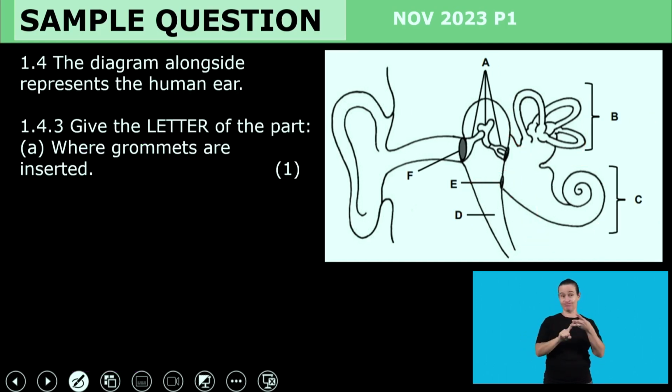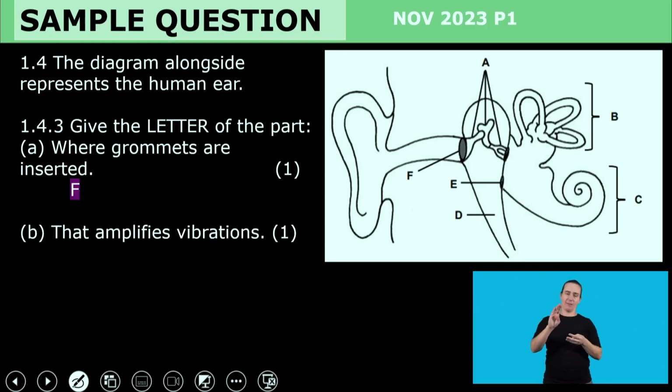1.4.3, give the letter of the part where grommets are inserted. You check the diagram, where are grommets inserted? They are inserted here at part F. You are only giving the letter. What amplifies vibrations? They are amplified here by A, which is the ossicles.